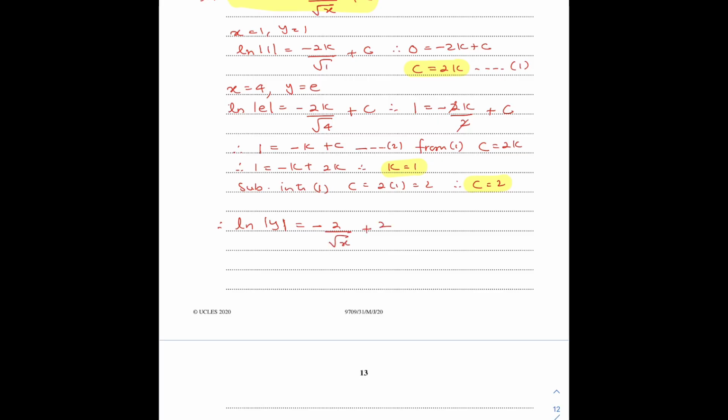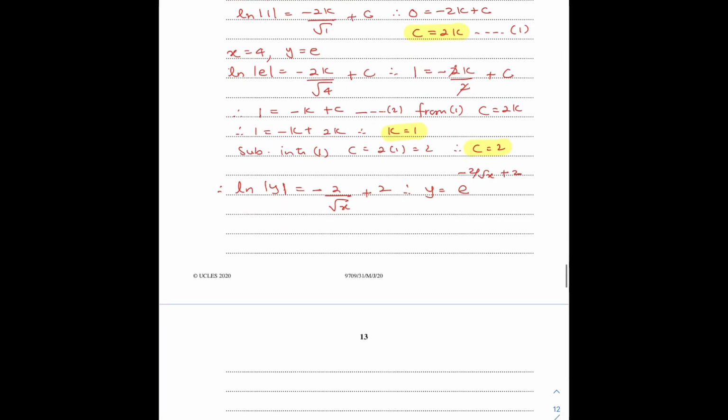So I can write ln y, that's the equation I'm using, ln y equals negative 2k, k is 1, so negative 2 over root x plus c, which is 2. So I'm changing into, I have to make y the subject, not ln y the subject. Y is e to the power negative 2 over root x plus 2. You can still further change it, you simplify it, but no need.